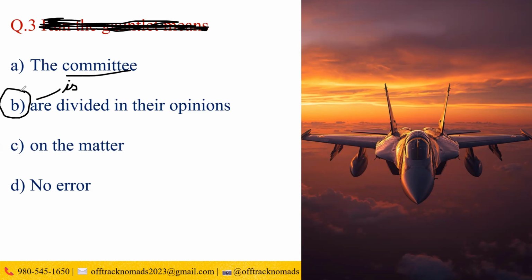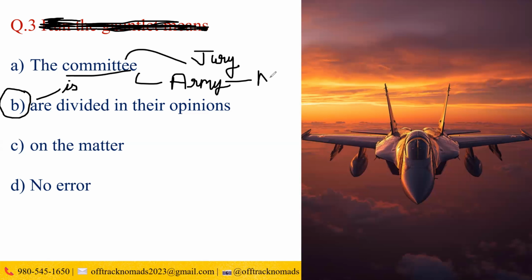If in the same sentence, instead of committee, I have given jury, then the answer is correct: the jury are divided in their opinion. Correct. The same sentence, if instead of committee I have kept army. Is the sentence correct? No. Army is a singular subject, then it has to be is. The same sentence, if I kept police. Is the sentence correct? Yes. Police is a plural subject.